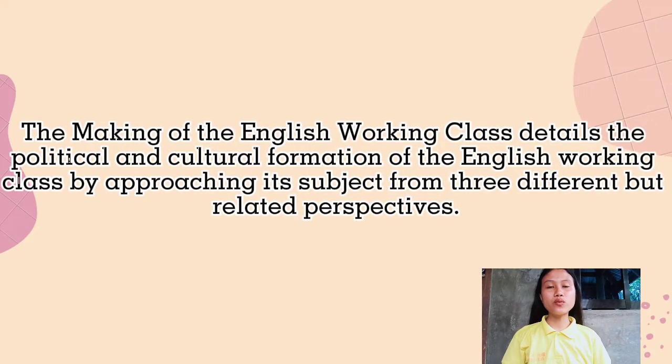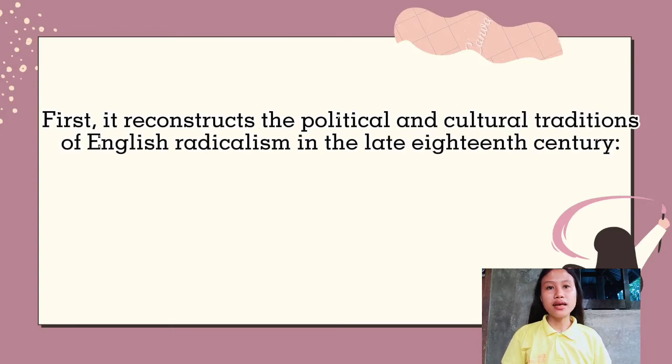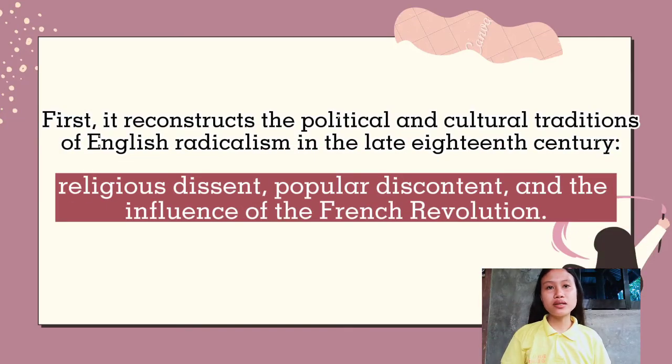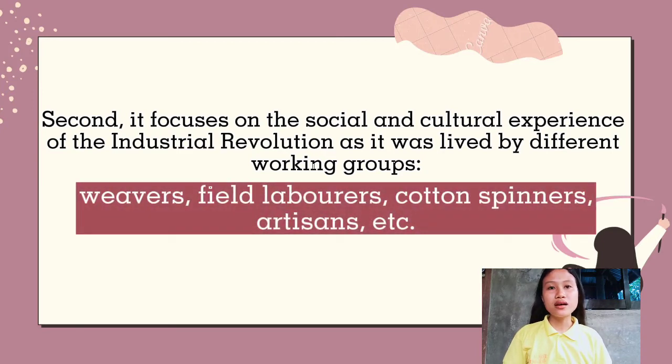The Making of the English Working Class details the political and cultural formation of the English working class by approaching its subject from three different but related perspectives. First, it reconstructs the political and cultural traditions of English radicalism in the late 18th century: religious dissent, popular discontent, and the influence of the French Revolution. Second, it focuses on the social and cultural experience of the Industrial Revolution as it was lived by different working groups: weavers, field laborers, cotton spinners, artisans, etc.